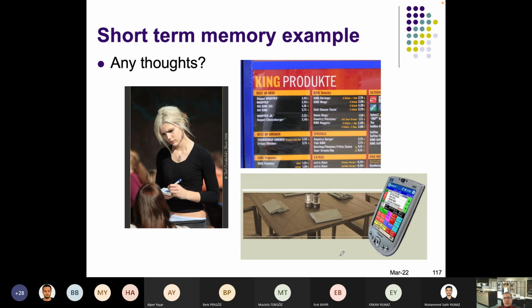You go to the restaurant, and usually a guy comes, not girl. Guy asks, "Abi ne yersiniz?" Okay. You say, "Ne var?" He starts saying that Adana, Urfa, Beyti, Iskender, etc.